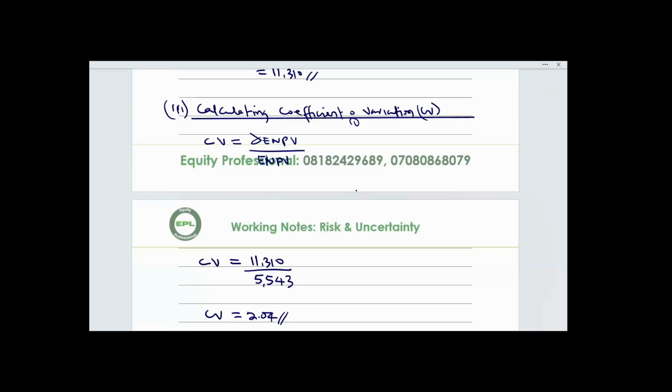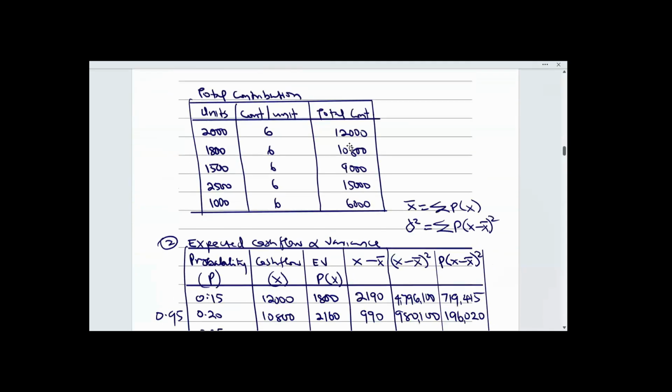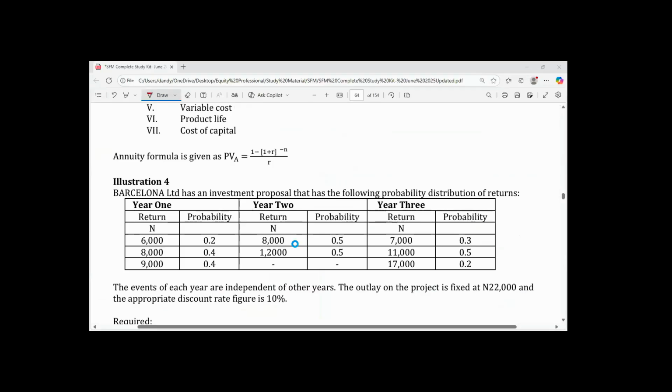All right. So let's have one more before we close, so that we know that we are done with expected value, standard deviation, coefficient of variation. In our next class, we just do simulation, sensitivity analysis, and if possible, we do a decision tree. So let's have one more illustration under this quickly. Let's solve illustration number 4. This one has to do with independent cash flow.